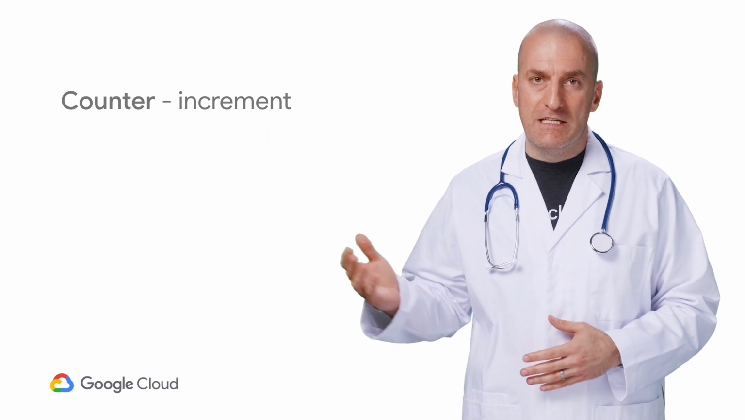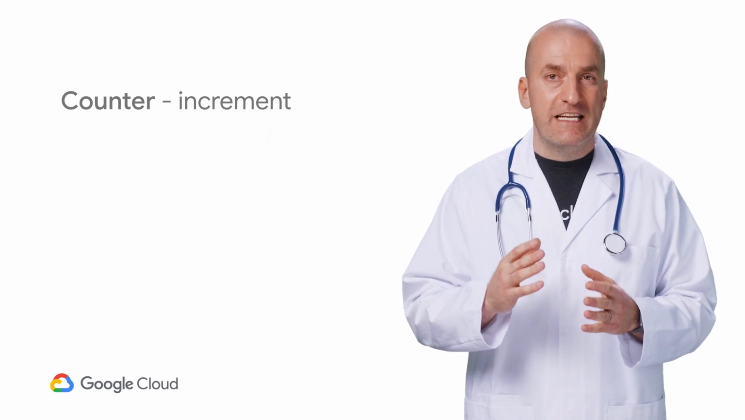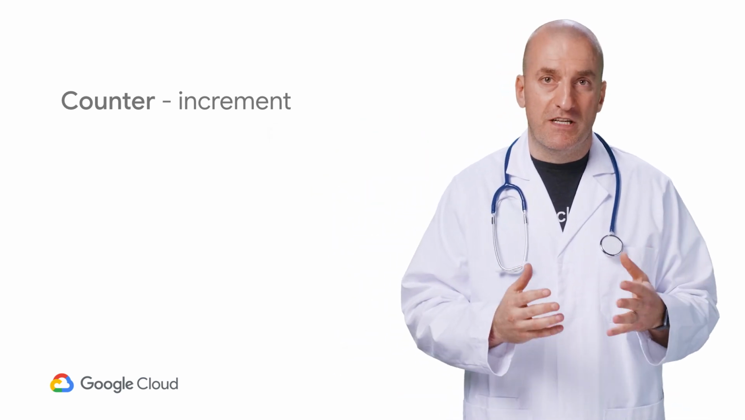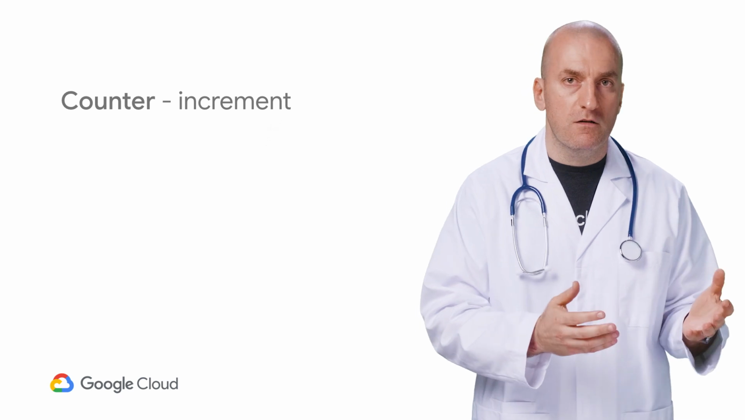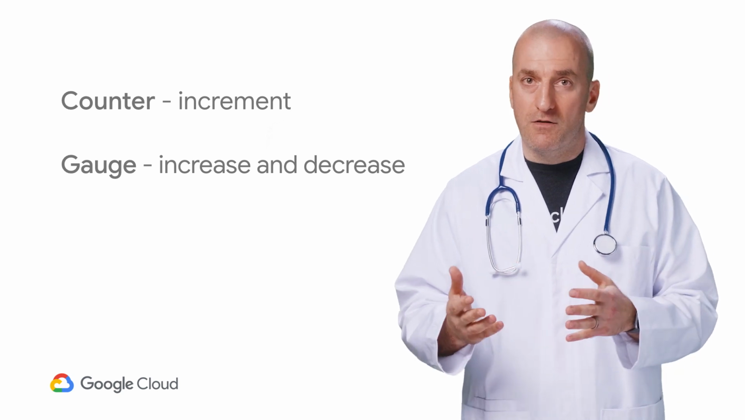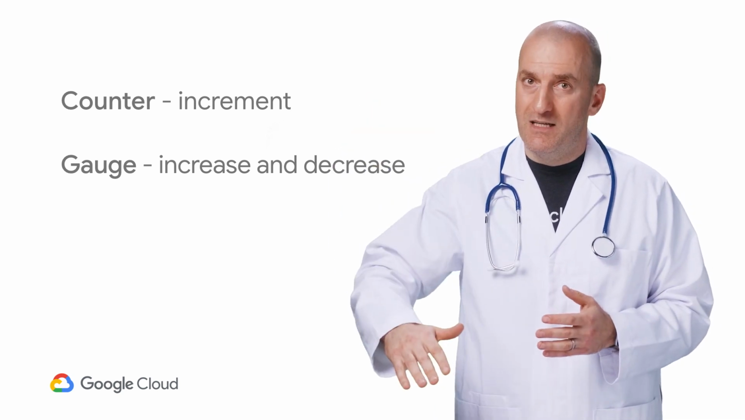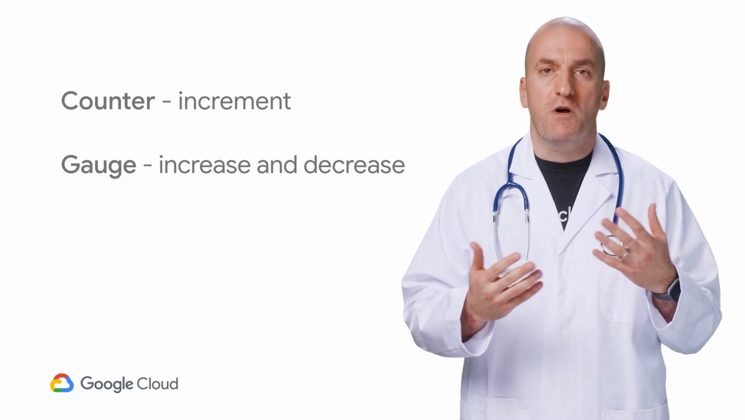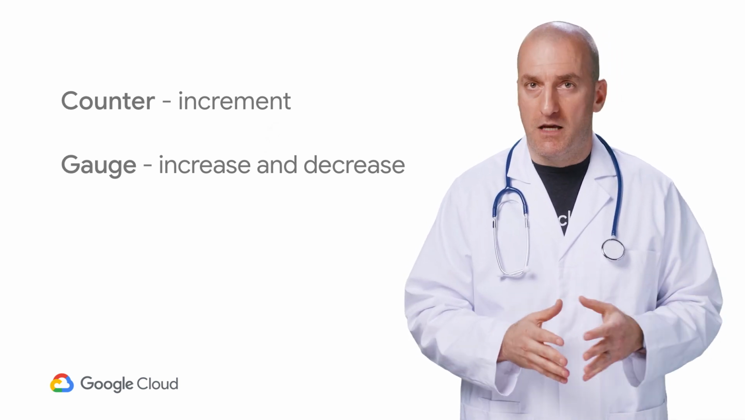A counter is a cumulative metric that represents a single increasing value that can only increase or be reset to 0 and restart. For example, you can use a counter to represent the number of requests served, tasks completed, or errors. A gauge is a metric that represents a single numerical value that can arbitrarily go up and down. Gauges are typically used for measured values like temperatures or current memory usage, but also counts like the number of concurrent requests.